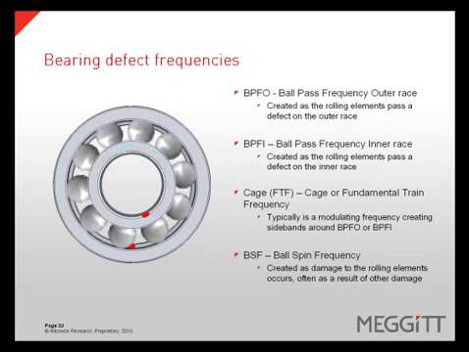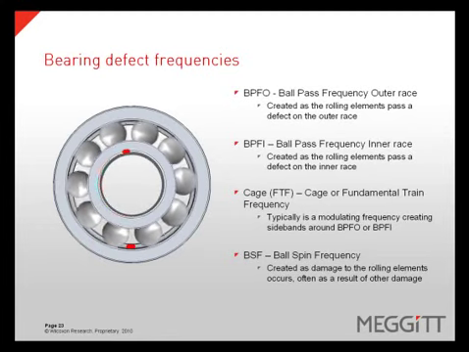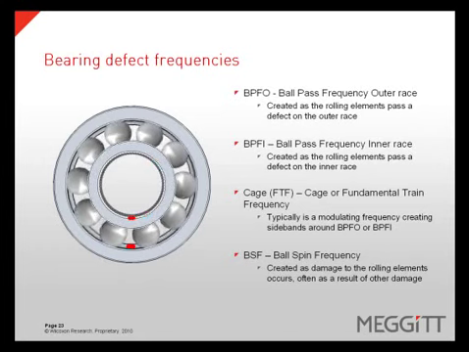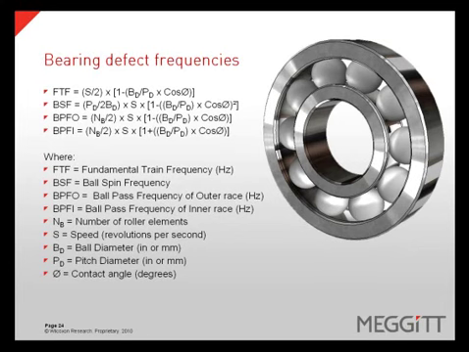Ball pass frequency outer race, which is a defect on the outer race of the bearing. Ball pass frequency inner race, which is a defect on the inner race of the bearing. Cage frequency or fundamental train frequency will typically show up as a modulating frequency around ball pass frequency outer race or ball pass frequency inner race. And ball spin frequency, which is a defect on the roller elements themselves and often is a result of other damage. For reference purposes, I have shown the formulas for calculating the bearing defect frequencies.